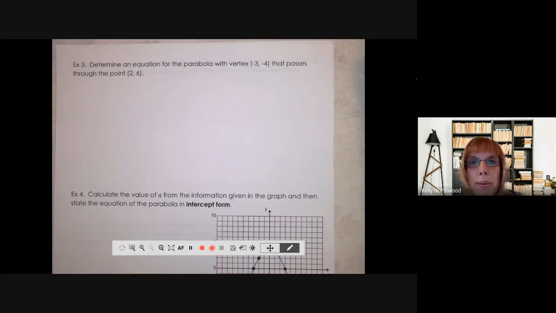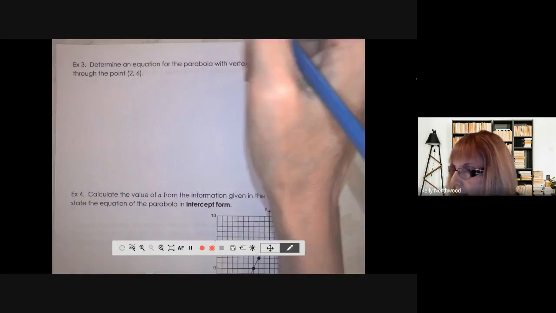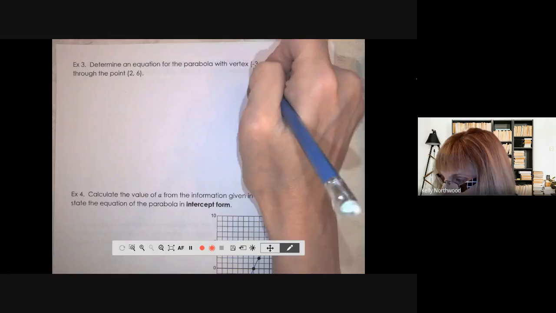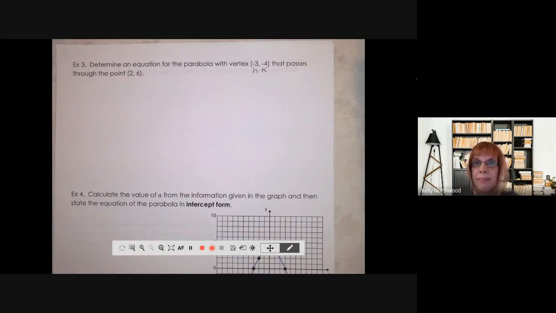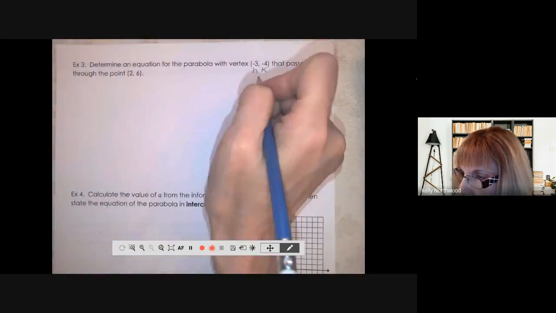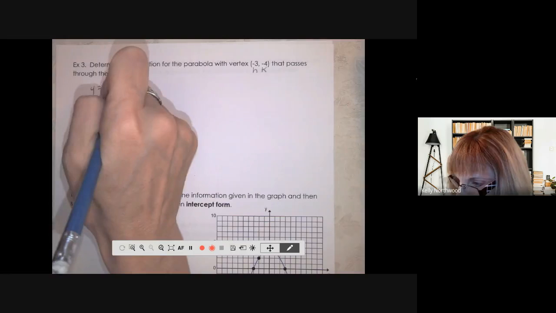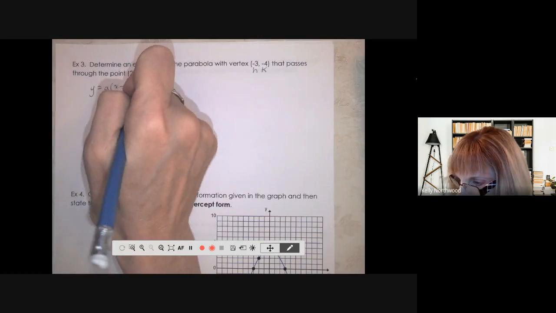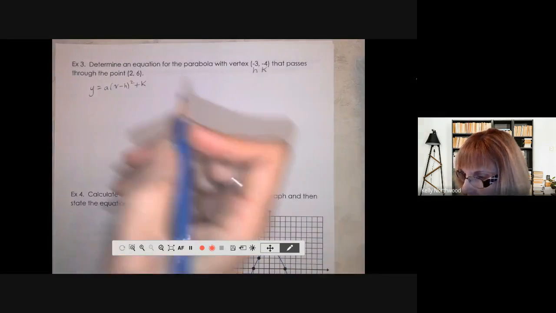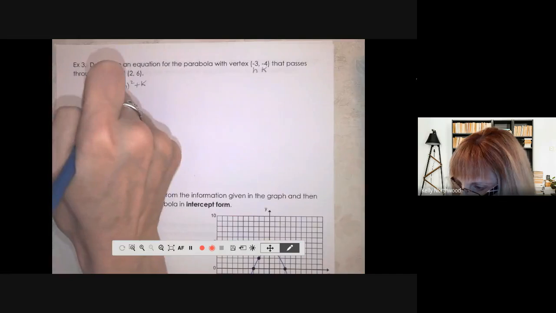Determine an equation for the parabola that has a vertex. So they're giving me the vertex again, which is the H and the K. That passes through the point 2, 6. So they give me the vertex, so I'm going to start off with vertex form. And so far I can substitute in H and K.